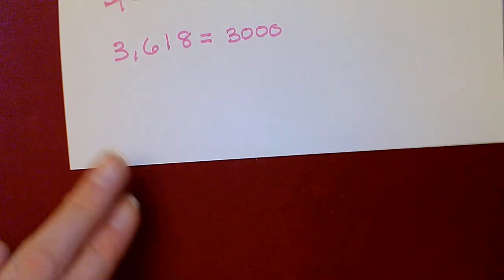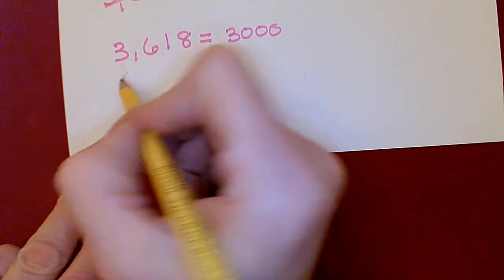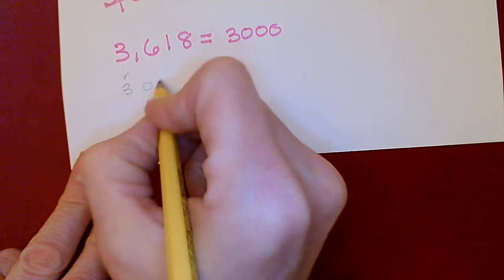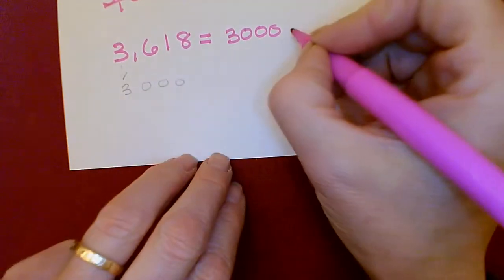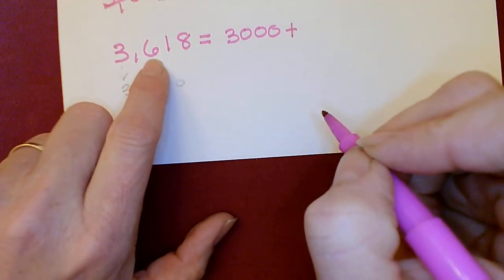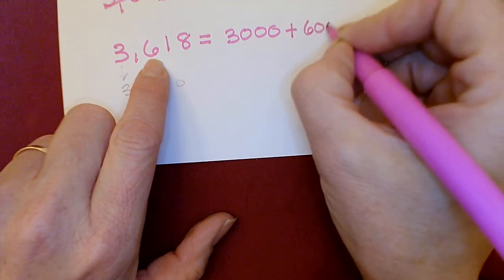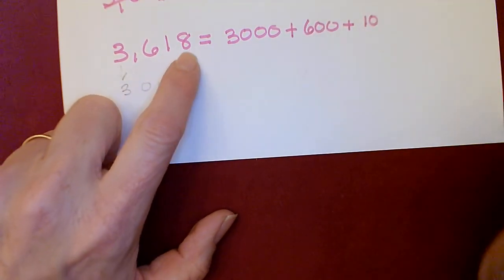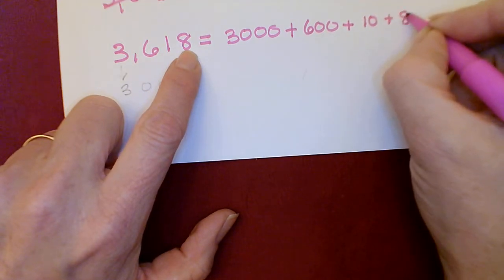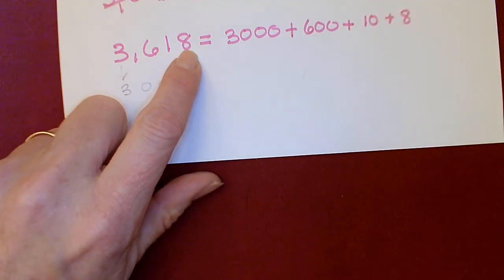And again, remember that cool little trick? I'm going to do it in pencil. If I wanted to know, I could bring down that number, that's a 3, and make everything to the right a 0. That's a little secret thing. But anyway, 3 is in the thousands, so 3,000. Plus, don't lose your pluses, 600. Plus 10, which is just plain old 10. Plus 8 ones. And that's expanded form for that number.